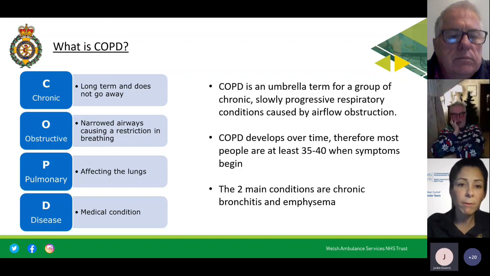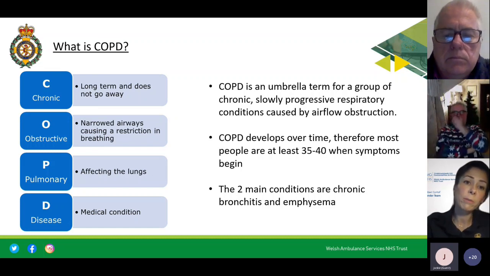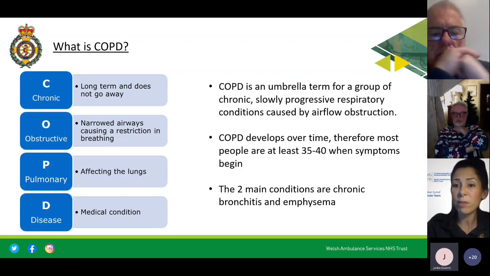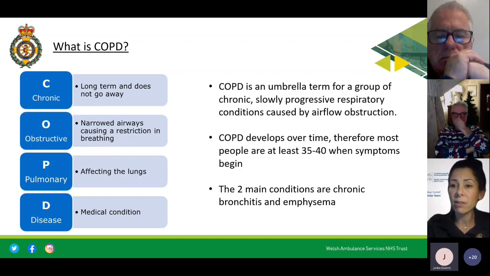condition. And I've mentioned it just a moment ago, but COPD is an umbrella term for a group of chronic or slowly progressing respiratory conditions caused by airflow obstruction. And COPD will develop over time, and therefore most patients are at least 35 to 40 when their symptoms begin. That might not be when they get a diagnosis, that can tend to happen later on, but it might be about that age that they start to recognise some of the symptoms. And there are two main conditions which we'll focus on this evening, and that's your chronic bronchitis and emphysema.